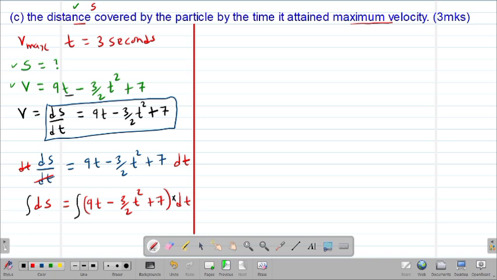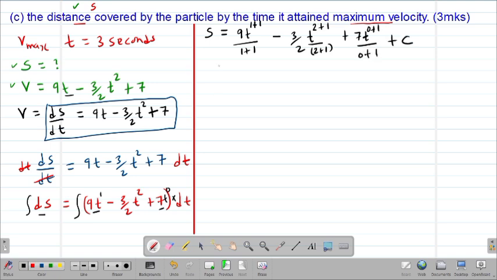So the integral of ds will give us s. So we'll have s being equal to the integral of 9t. Of course, this is power 1, it means it will be 9t to the power of 1. Then we add 1 to the power and divide by the new power. Then minus 3/2 t to the power of 2 plus 1, then divide by the new power, which is 2 plus 1. Then the last term is 7, which means it was t to the power 0. So this will be plus 7t to the power of 0, then I add 1 to the power and divide by the new power. Whenever you integrate, we add the constant of integration.